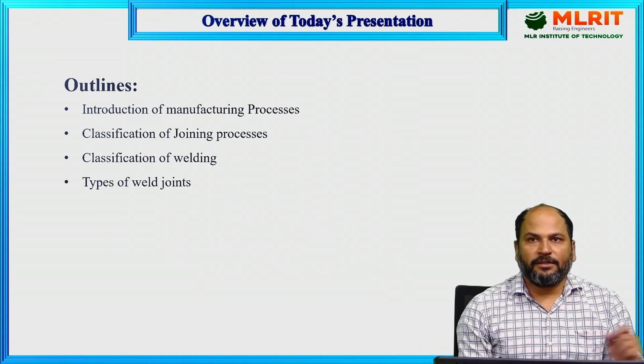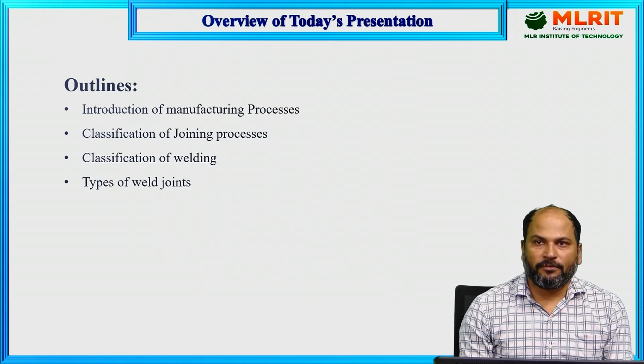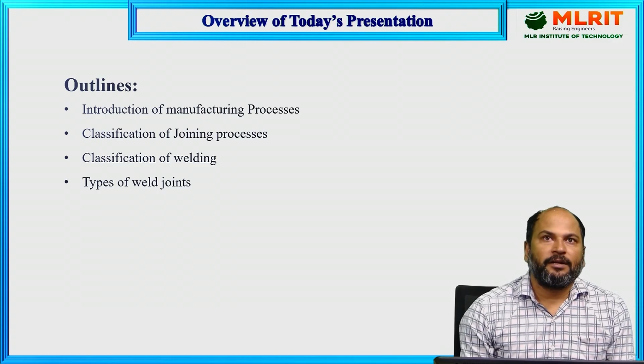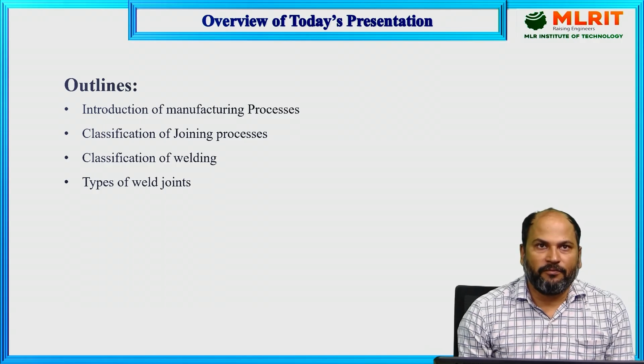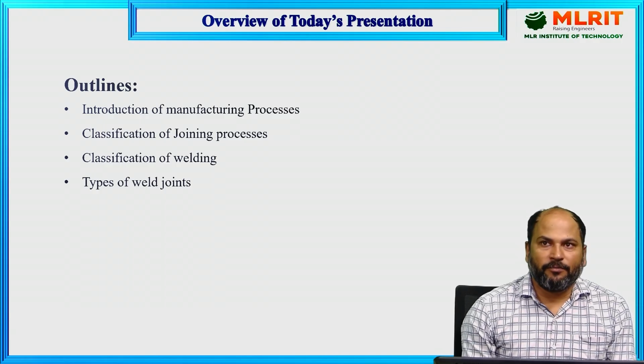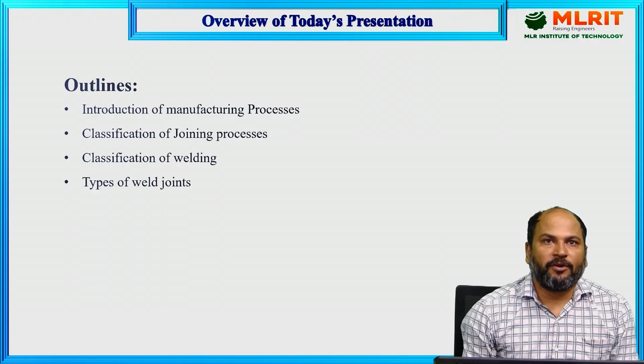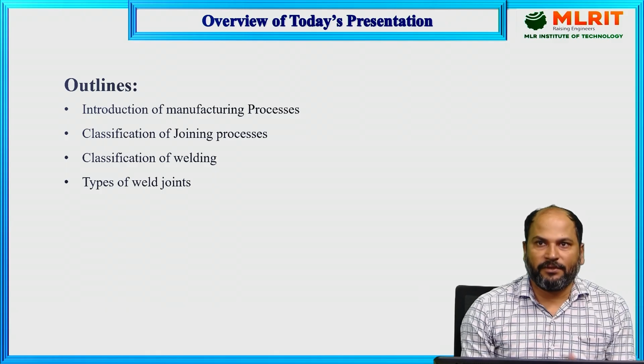We are discussing this course. Already we have discussed casting completely. We have completed casting. Now we are going on to the second chapter of this course, that is welding. But before coming to welding, we'll start with the manufacturing processes classification. We'll see a few examples and then we'll relate those with welding and then proceed in welding.